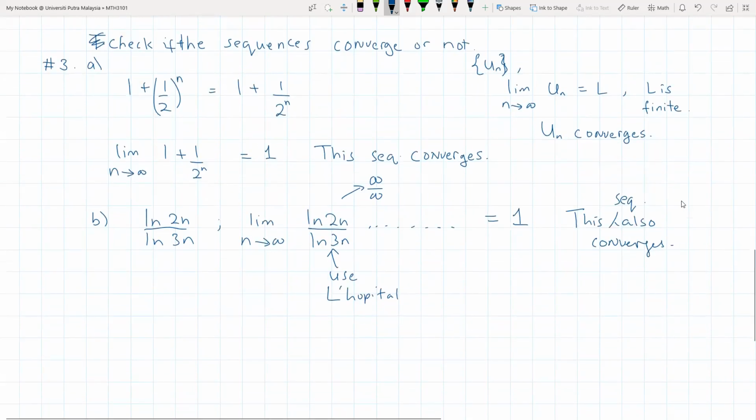Any questions so far? It doesn't necessarily have to be 1, but maybe 10 or 5, as long as L is finite.